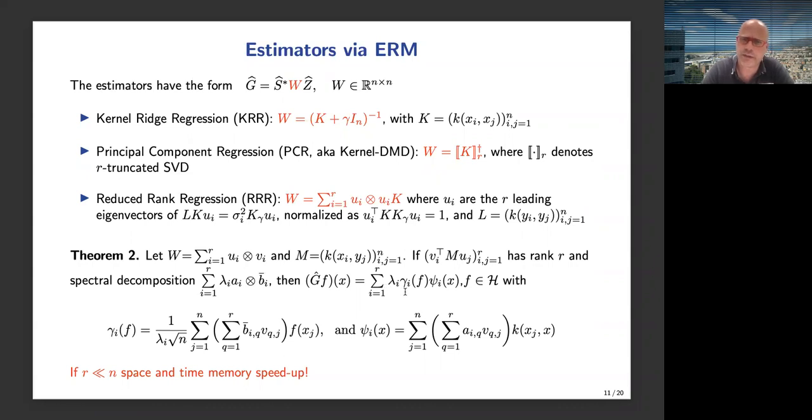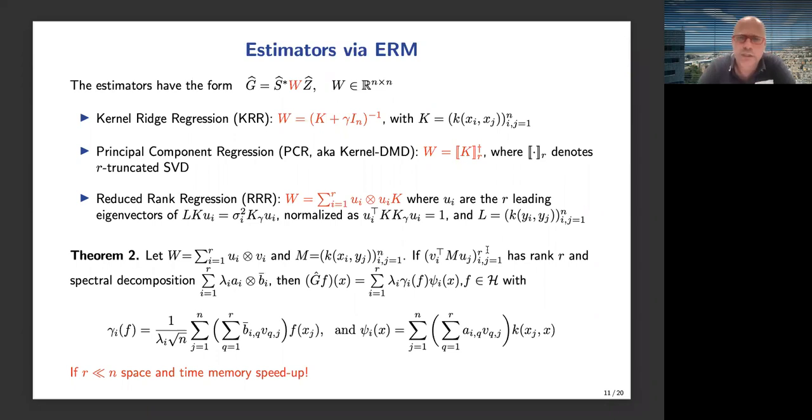So the eigenvalues are the same. The static modes are given by this formula. They are linear combinations of the function at the training points with some coefficients which depend on the right factor of W and the right eigenvector of this matrix. And similarly, the right eigenfunction of the estimated Koopman operator is also a linear combination of the kernel centers at the data, with some coefficients, which again are computed, this time, and there should be a typo here, this should be U, with the left factor of W and the left eigenvectors of this matrix.